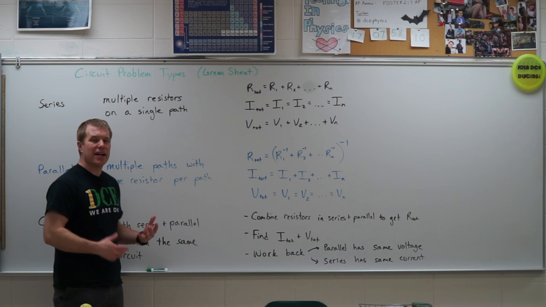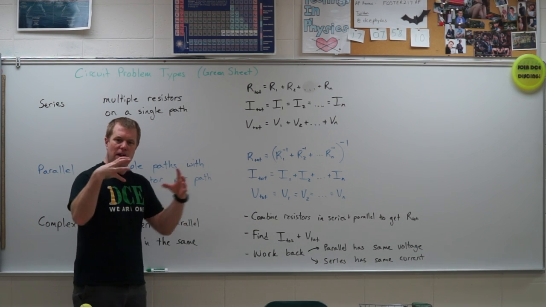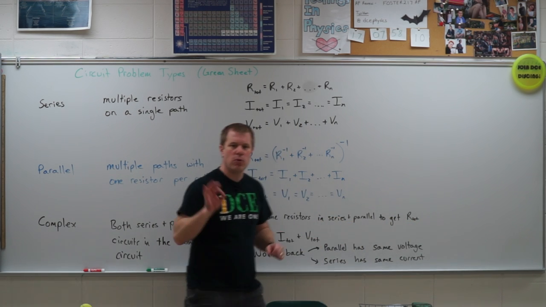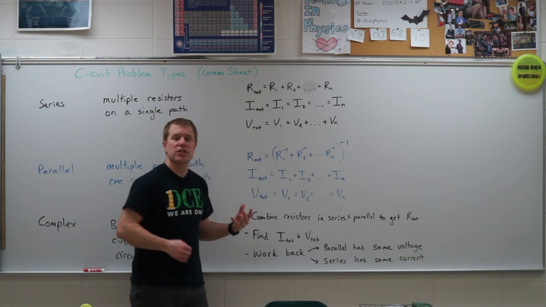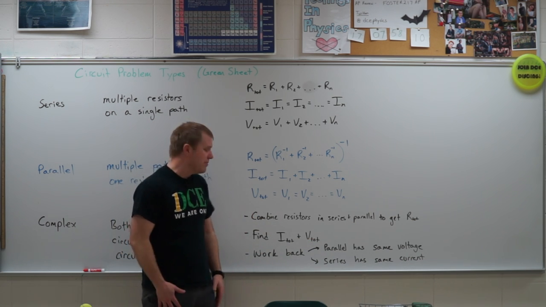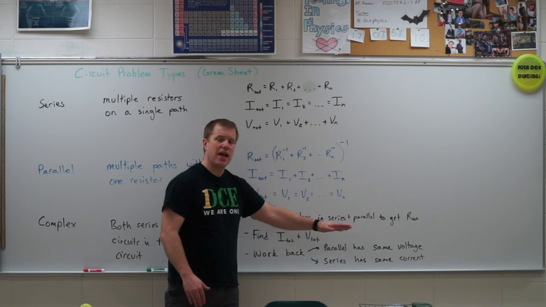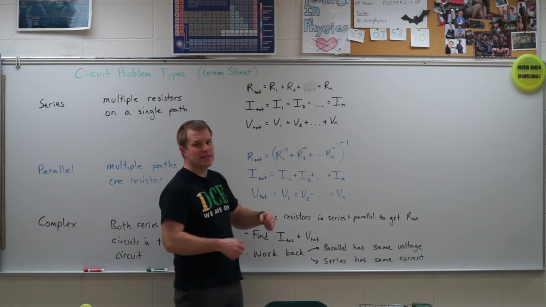So when you have a complex, there's a few steps you have to follow. The first thing is you have to combine series and parallel in smaller chunks until you get to a total resistance of the whole circuit. Then you're going to find the total current and the total voltage using Ohm's law and the information given. Lastly, you're going to work backwards, parallel having the same voltage, series having the same current.